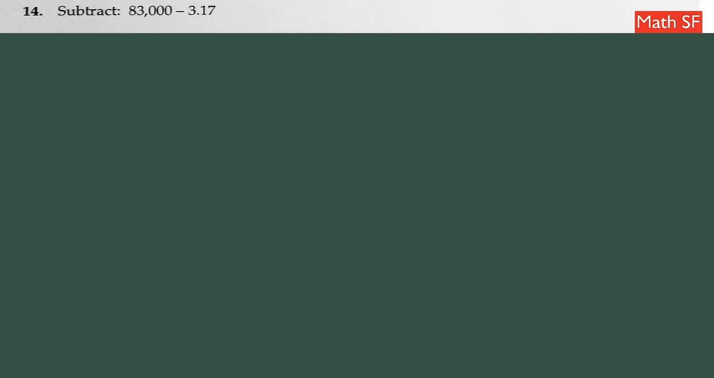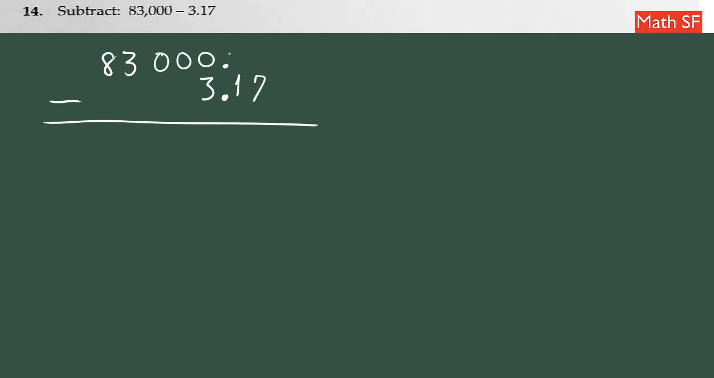So let's do more subtraction. Let's align them. So 83. Now be careful. This is a comma. It's not a decimal point. So the point goes here. And 3.17. So I'm going to put 3, 1, 7, and fill this with zeros.